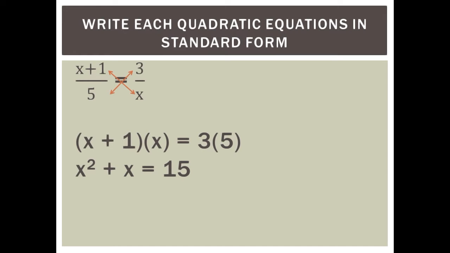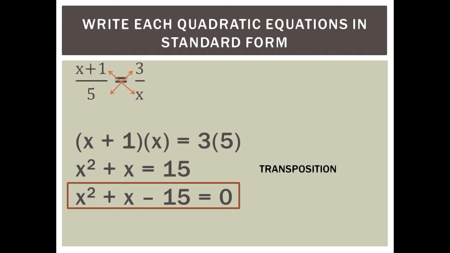Now as you can see, 15 is on the right side of the equation. So we need to move it to the left side, and that's called transposition. Remember that when we transpose a term to the right side or to the left side of the equation, we change the sign of the term.